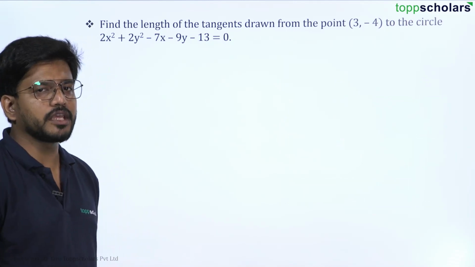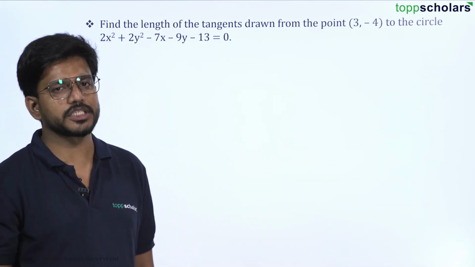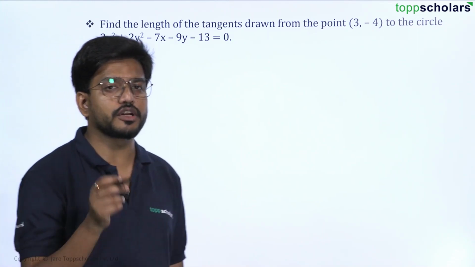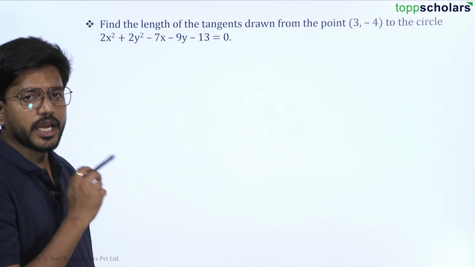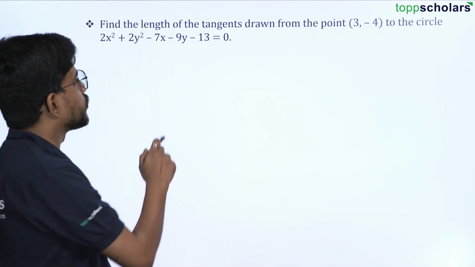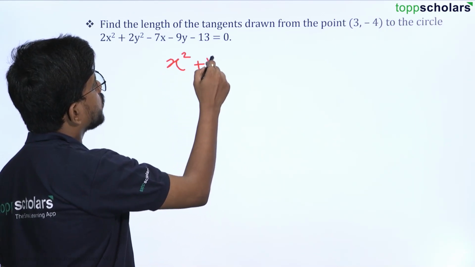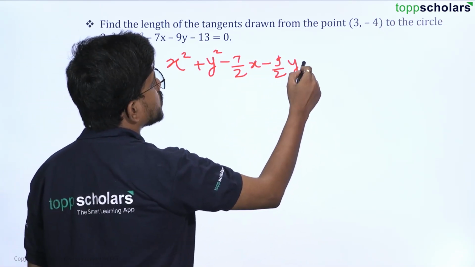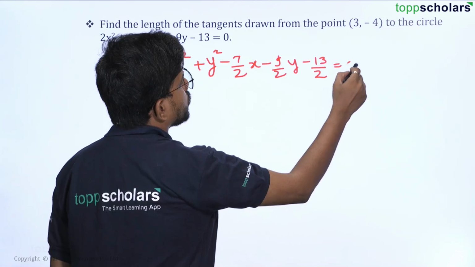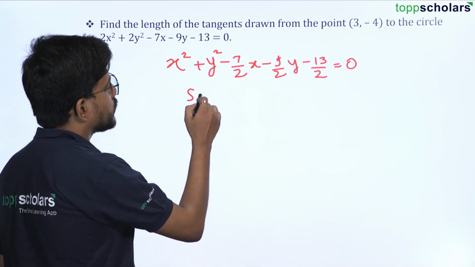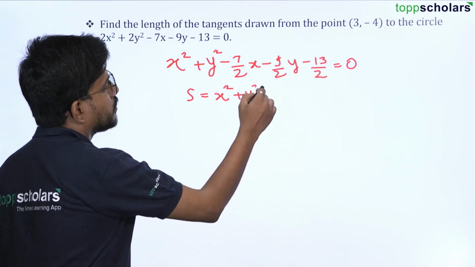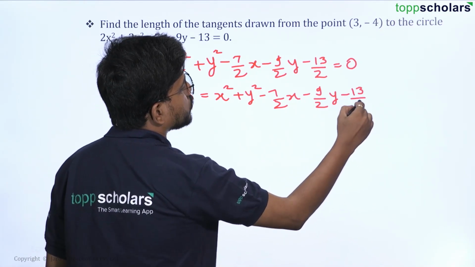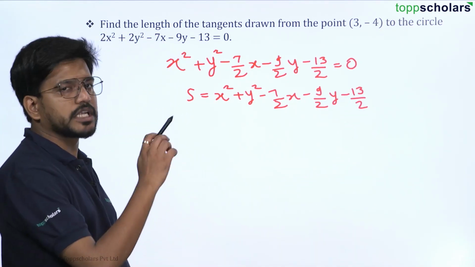Now remember one thing very carefully, that what you need to do is your circle should be in the standard form. This particular circle is not in the standard form. So how will it be in the standard form? When the coefficient of x square and coefficient of y square is 1. Right now it isn't. So dividing both sides by 2, we will get x square plus y square minus 7 by 2 x minus 9 by 2 y minus 13 by 2 equals 0. Now my value of S is x square plus y square minus 7 by 2 x minus 9 by 2 y minus 13 by 2. Now how will I get the length of the tangent drawn from a point?